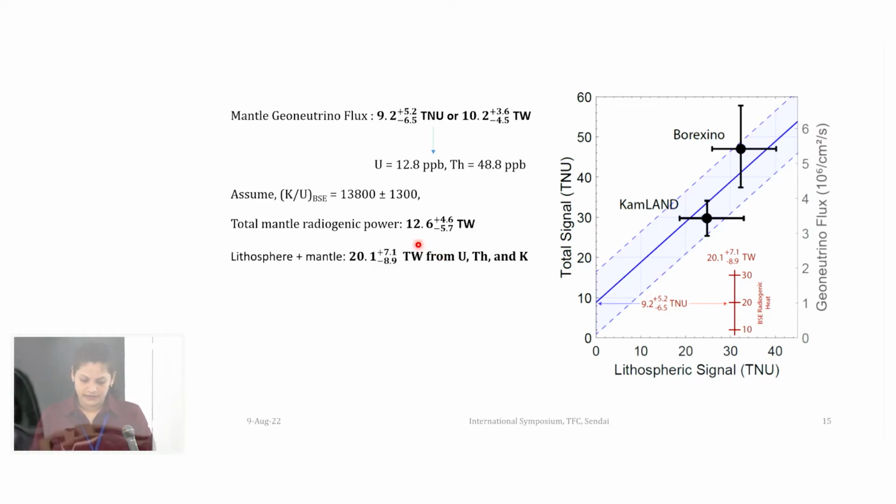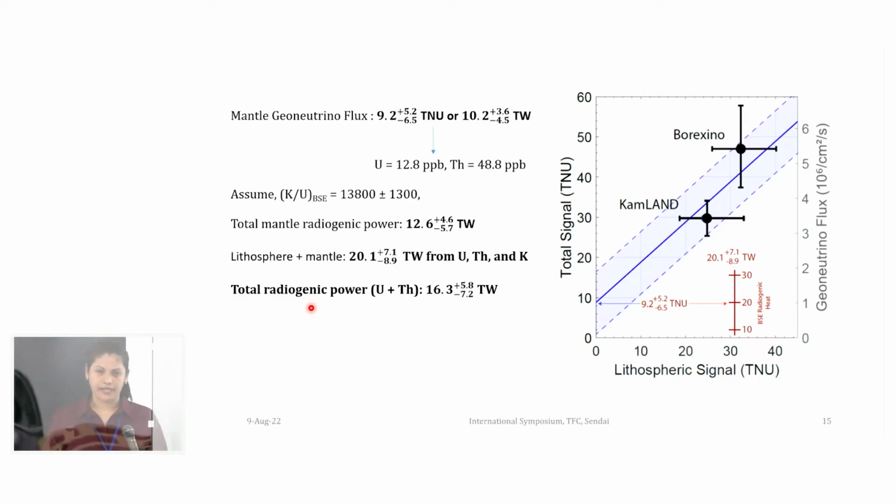So this is just the mantle radiogenic power so far, and when we add the lithosphere also, then it becomes 20.1 terawatt. So now this is the contribution by uranium, thorium, potassium, and it is a contribution both from lithosphere and mantle. And this is the number you see here, the figure on the right. So that's how they go down from geoneutrino flux towards getting information about the uranium, thorium, and potassium in this silicate Earth.